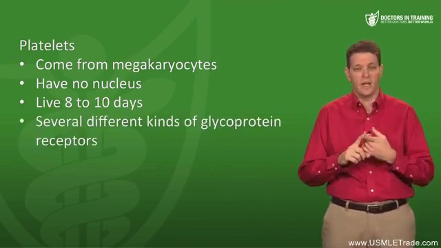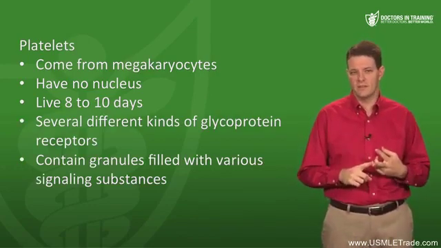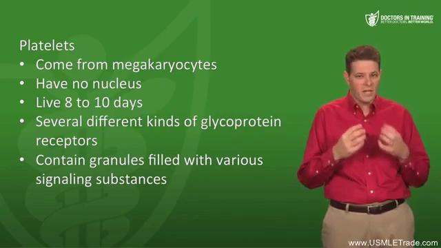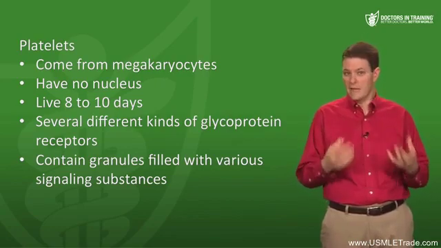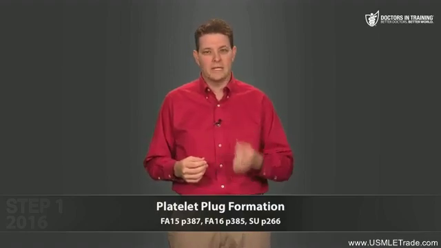They have several different kinds of glycoprotein receptors, and they contain granules filled with various signaling substances. There's actually a lot going on with platelets, especially when you consider that they're so tiny, and they have no nucleus, and they can't make any proteins. So let's talk about how platelets work and how they stop bleeding.